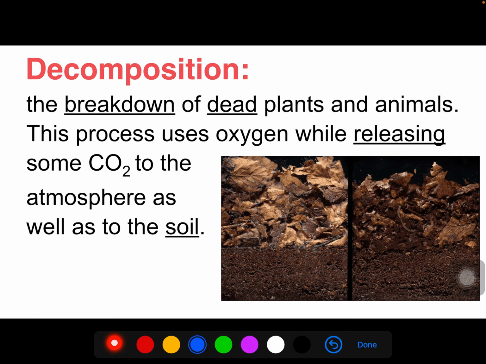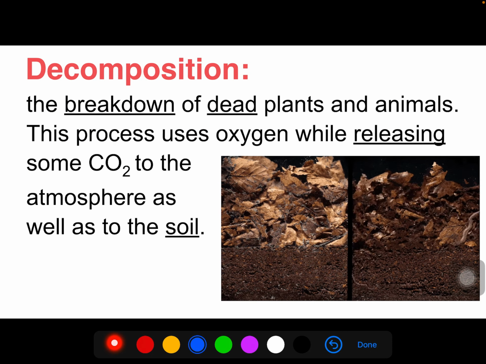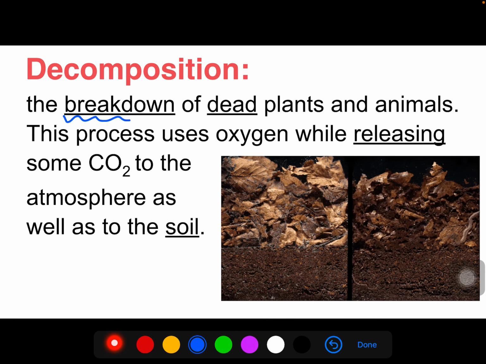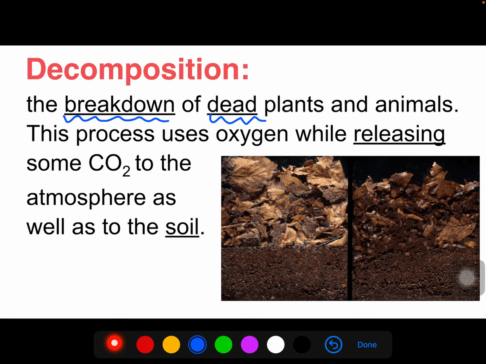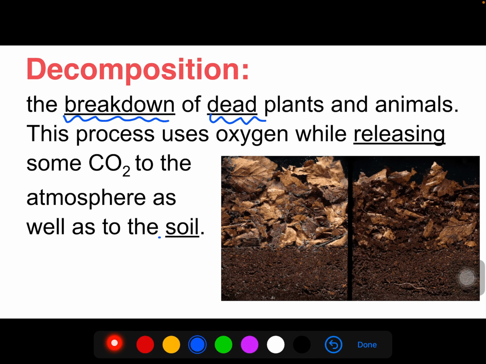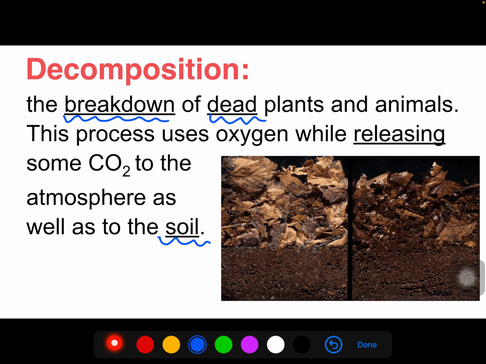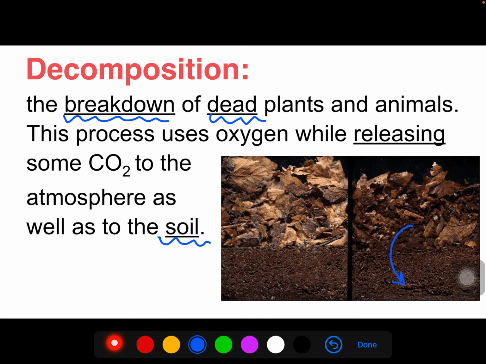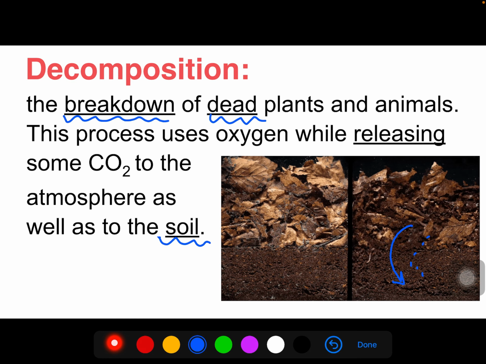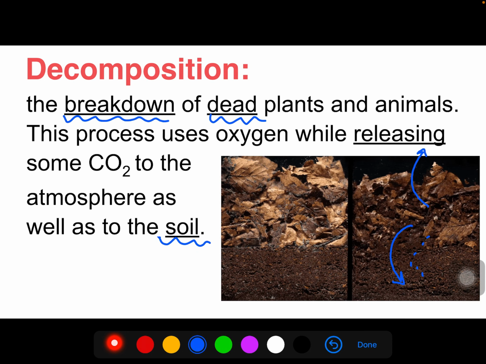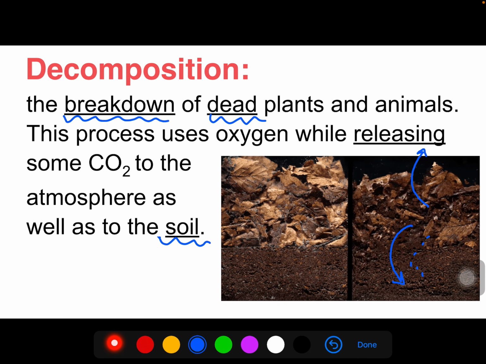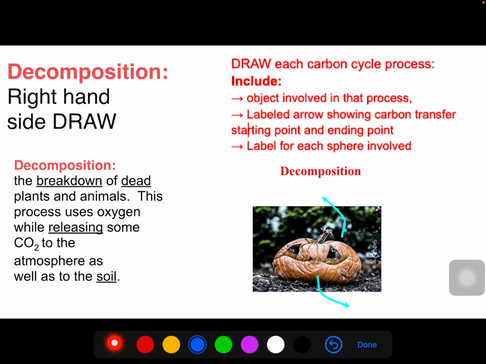Here's our next one, decomposition. Things that are decomposing are breaking down after they are no longer living. So decomposition is the breakdown of different dead plants and animals, and they're breaking down into the soil. Now, as they do that, they release carbon to two places for this particular one. Carbon is getting released to the soil as those particles break down and become part of the soil, but also through the process, we are seeing some carbon also be released into the atmosphere. So we've got carbon going two ways in decomposition.